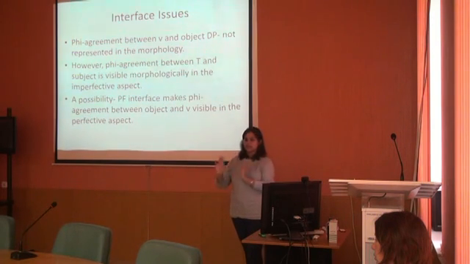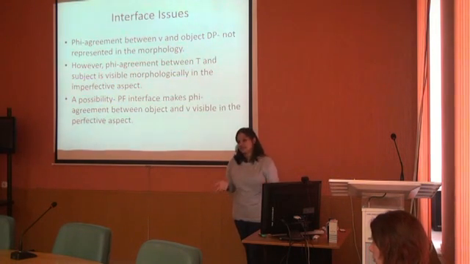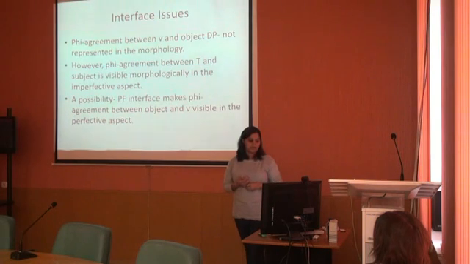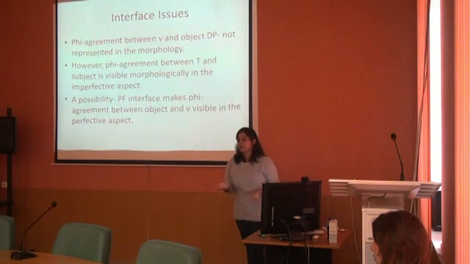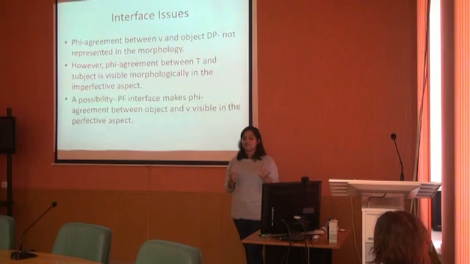So I push this entire issue onto interface issues. Phi agreement between v and the object DP is not represented in morphology in imperfective aspect, even though it is always there. The object always gets accusative case in imperfective aspect. However, phi agreement between subject and T is visible morphologically in the default nominative accusative pattern. So it is a possibility that the PF interface makes phi agreement between object and v visible in the perfective aspect, maybe because in perfective aspect, traditionally and also in other languages, we do not have an agreement between subject and T.